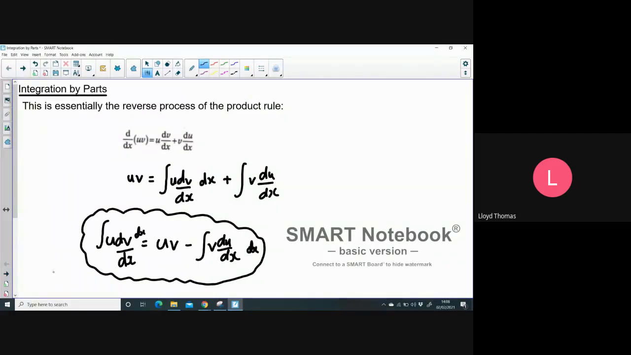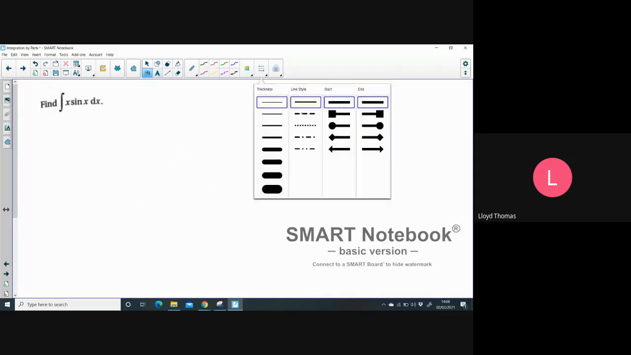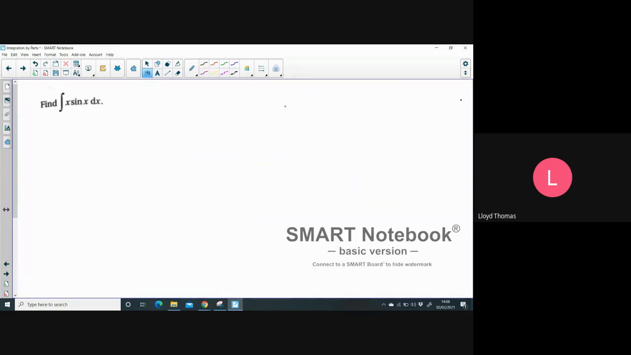With the examples, I'll write the integration by parts formula at the side of the page. Here's one for you to memorize, unfortunately: the integral of u dv by dx is equal to uv minus the integral of v du by dx.